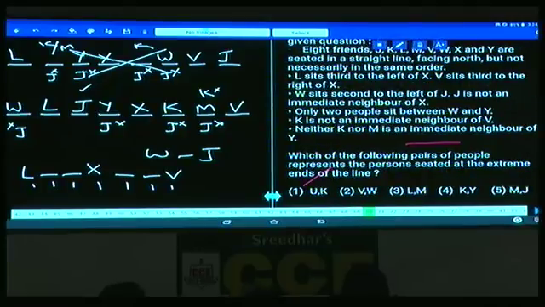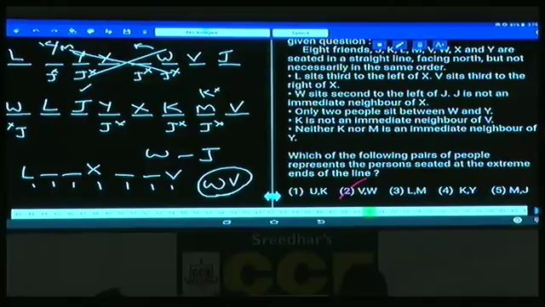Then question number 70. Which of the following pairs of people represents the persons seated at the extreme ends of the line? At the extreme ends of the line, who are those 2 persons? W and V are the 2 persons. W and V, and it is given in choice 2. Now this is about question number 66 to 70.